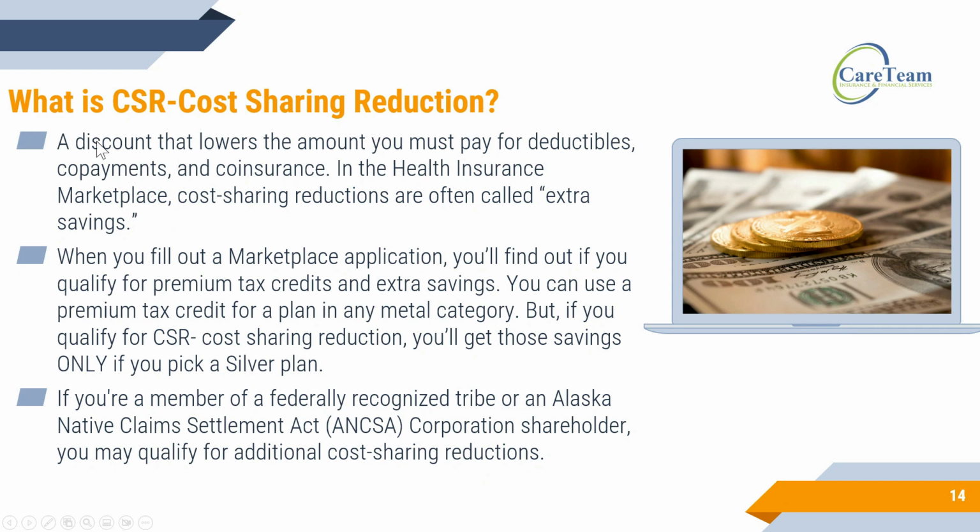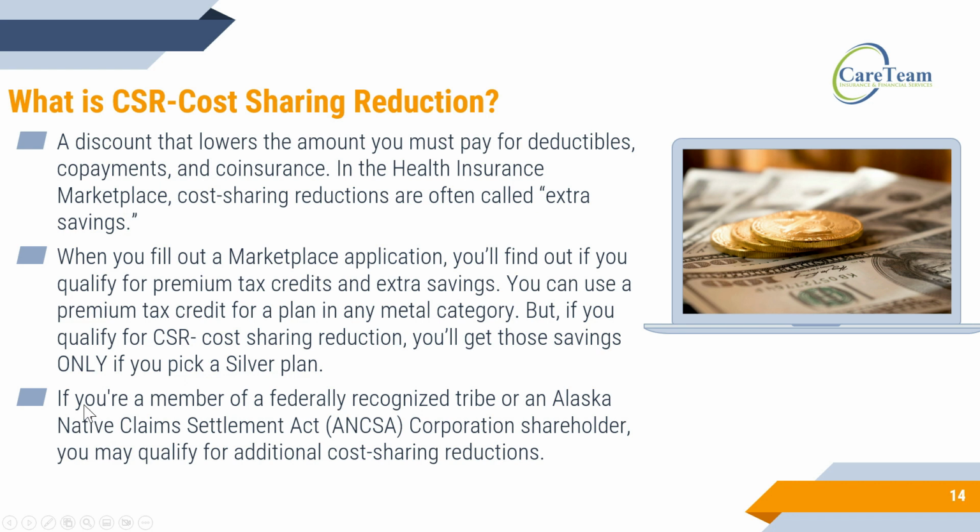So cost sharing reduction is different from the APTC because the APTC pays the monthly cost, whereas the cost sharing reduction lowers the deductible and co-pays that the individual would have to pay. So in the health insurance marketplace, cost sharing reductions are often called extra savings. So when you fill out a marketplace application, you'll find out if you qualify for premium tax credits and extra savings. You can use a premium tax credit for a plan in any metal category. But if you qualify for the cost sharing reduction, you'll get those savings only if you pick a silver plan.